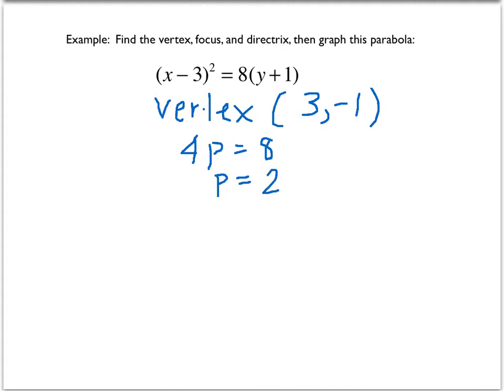Now, that's going to be a very important distance because that is the distance from the vertex to the focus, and also the distance from the vertex to that directrix line. So that's a very, very important thing for you to always try to figure out with parabolas, is this p distance here. Alright, now we're going to go and actually graph this so we can see.